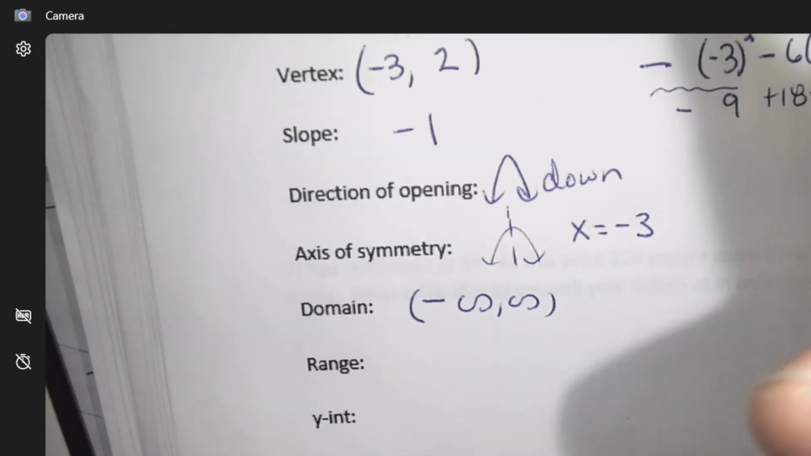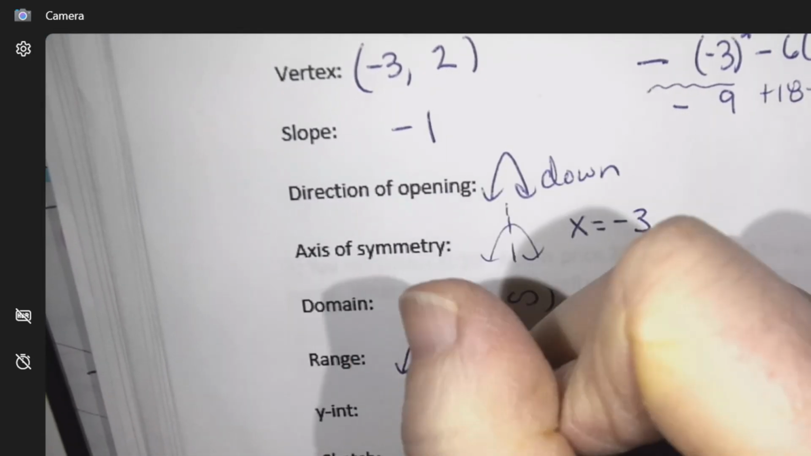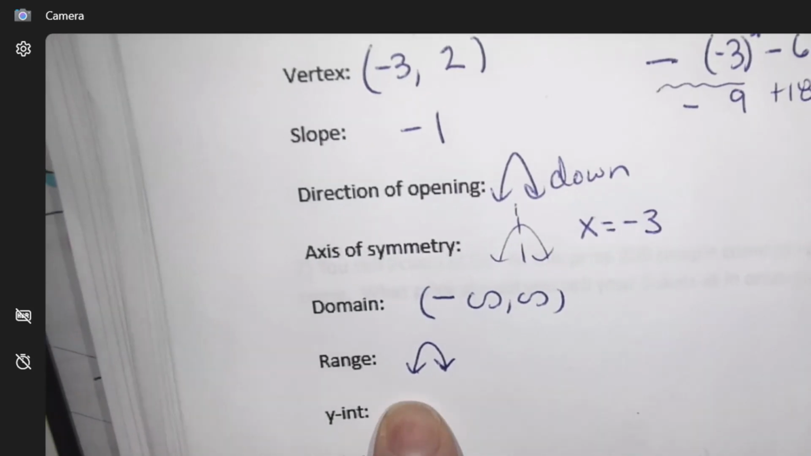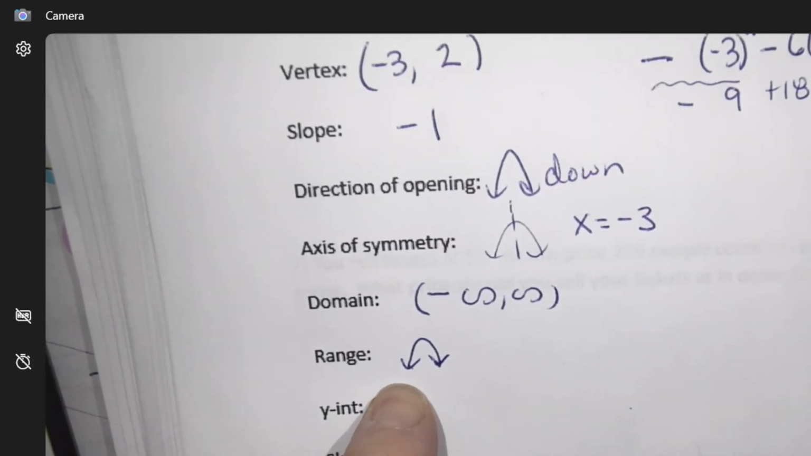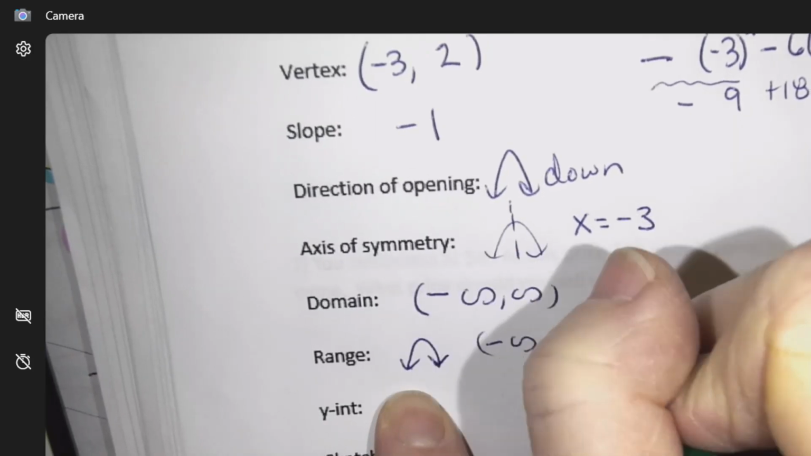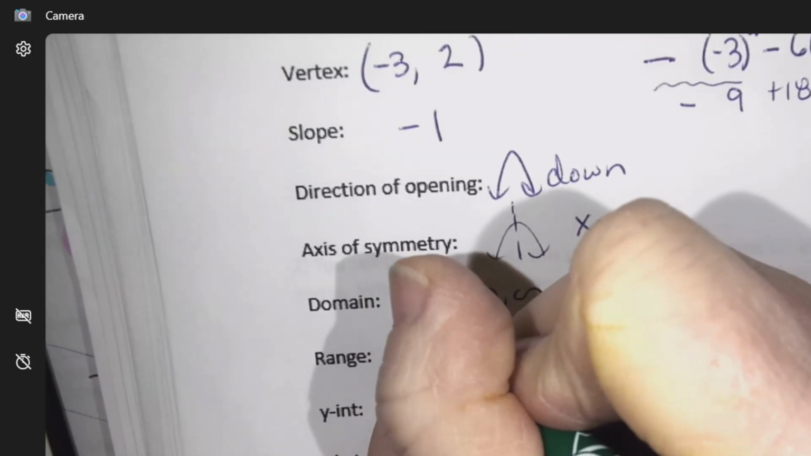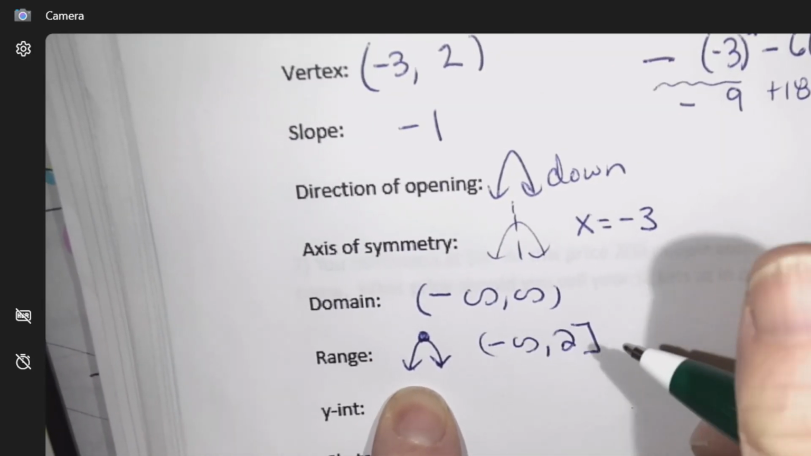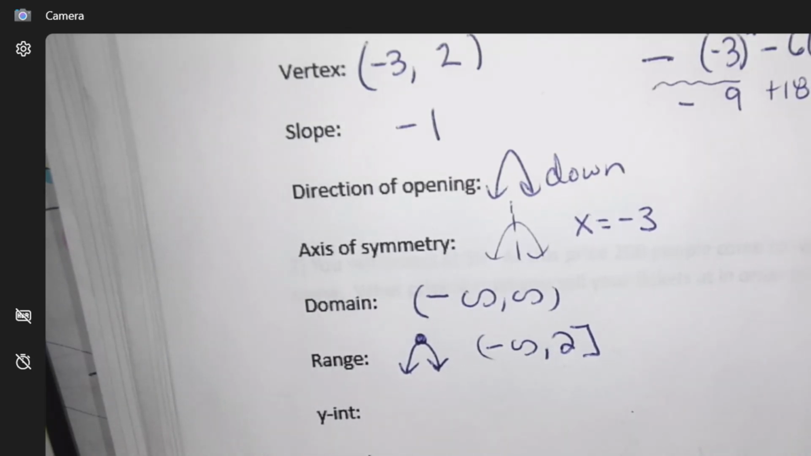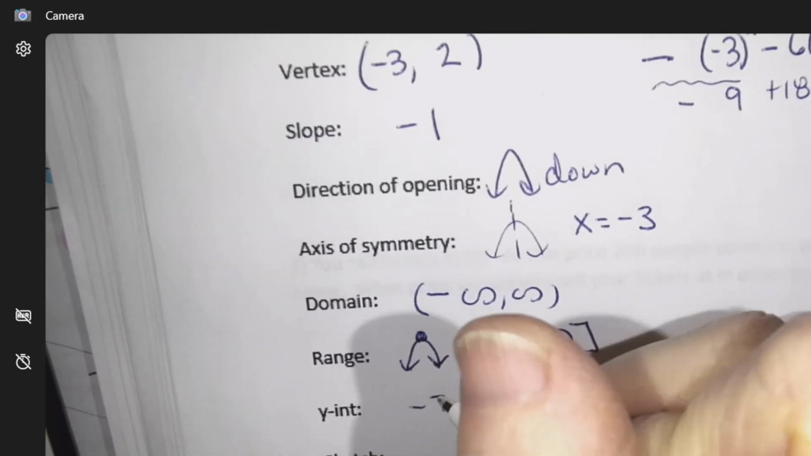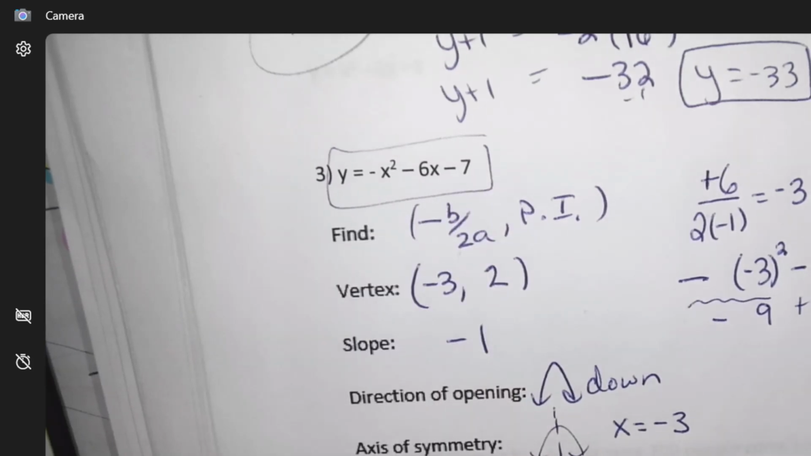Domain, range. So for the range, what's the lowest to the highest? Negative infinity low to the top height. So we're going to get to a 2 up top, with a square bracket. Your y-intercept, boom, got it. What is it? Negative 7. Okay, it's easy because if you put a 0 in, gone, gone, negative 7, right?